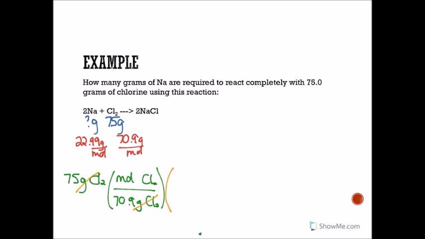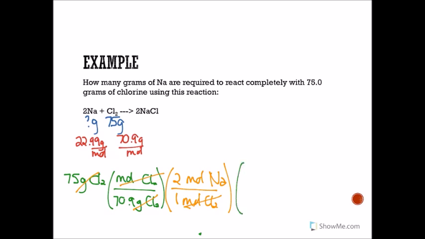We've converted to moles. Our next step is using the molar ratio. We take a look at our coefficients out front. Moles of chlorine on the top... we have 1 mole of chlorine on the bottom and 2 moles of sodium on the top.